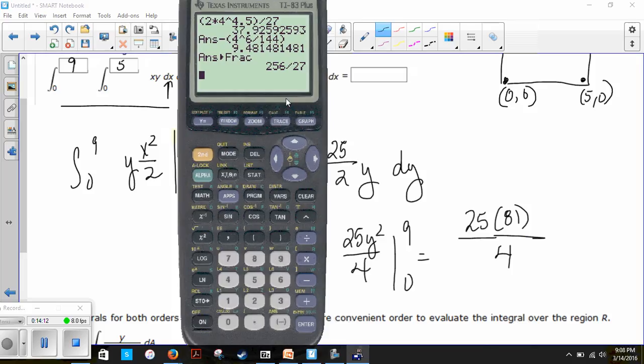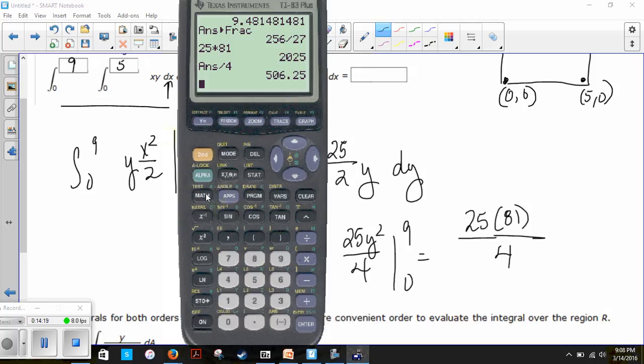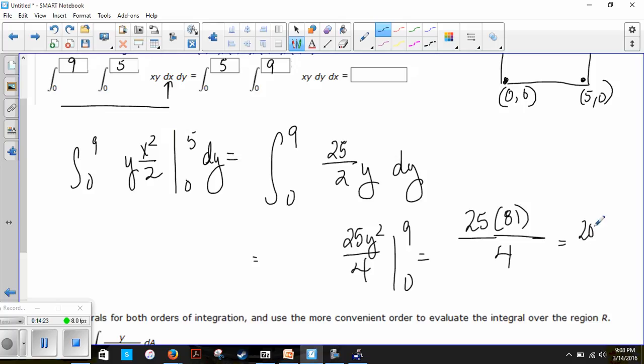This one's short enough to just go ahead and do. And I'm sure they probably want it as a fraction: 2025 over 4. Either way, you would have gotten the same one.